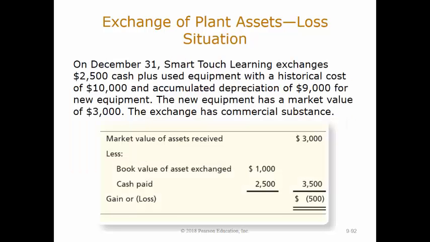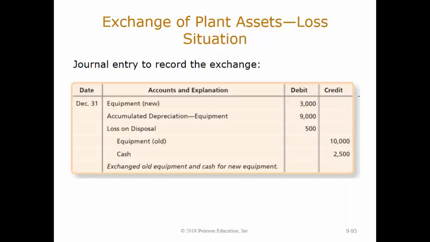On December 31, Smart Touch Learning exchanges $2,500 cash plus used equipment with a historical cost of $10,000 and accumulated depreciation of $9,000 for new equipment. The new equipment has a market value of $3,000. The exchange has commercial substance. There is a loss of $500 on this transaction. The journal entry removes the old equipment and its accumulated depreciation, records the new equipment and payment of cash, and recognizes the loss on disposal. This is the conclusion of the presentation on Chapter 9.